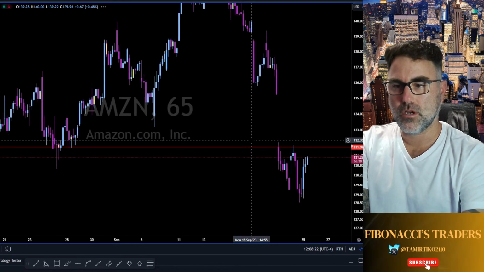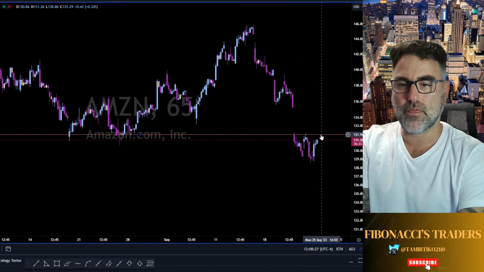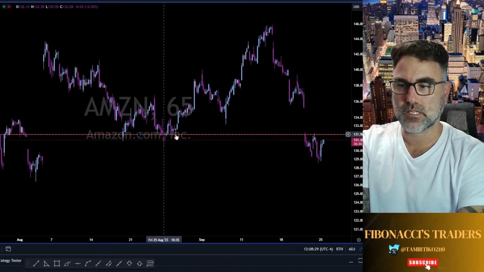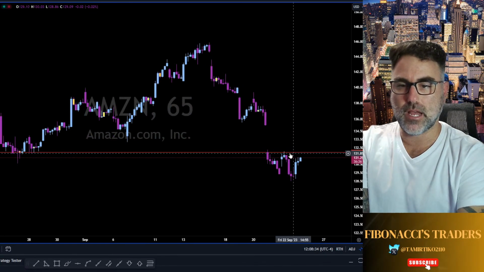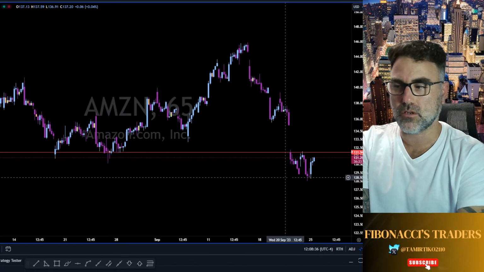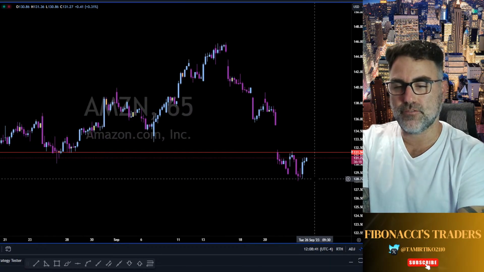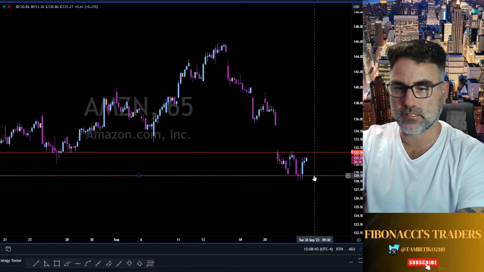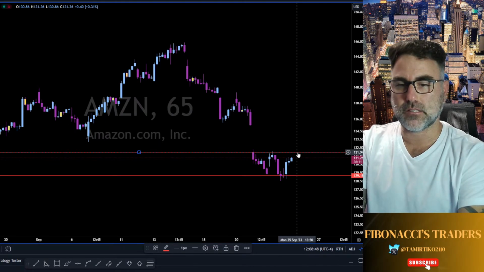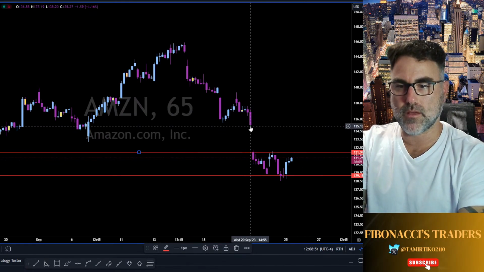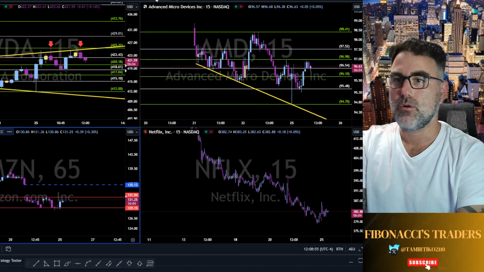Amazon, let's go to the 65 minutes, and you can see this area, the 132 area, from support, now resistance since the gap down last Wednesday, but also we have this area, the 129, 128, very important level of support. So let's mark it also. Long, if we can get 65 minutes closing above this area, we can say with high probability Amazon is going towards the 135 gap.